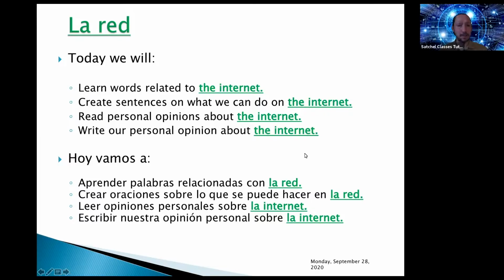Now, a couple of things here is that we can say la red or we can say la internet. Of course, we want to avoid any words that sound too much English, if you like. So always try to use la red, which is much easier to remember, and you will be given more points when you say la red as opposed to saying la internet. Okay?